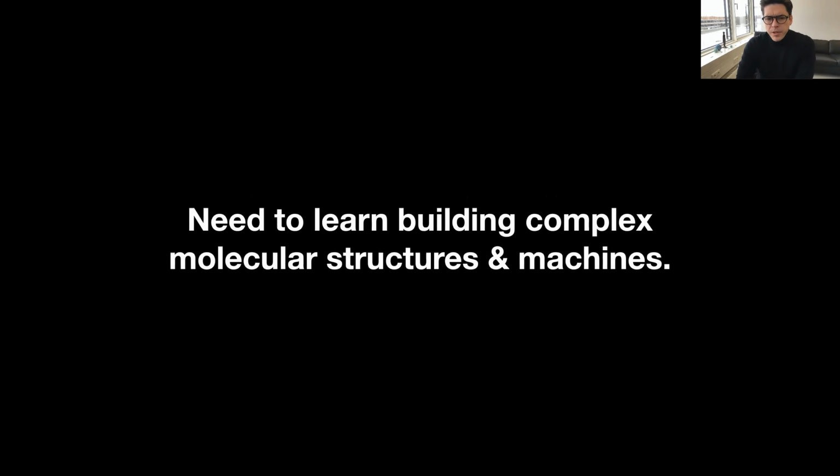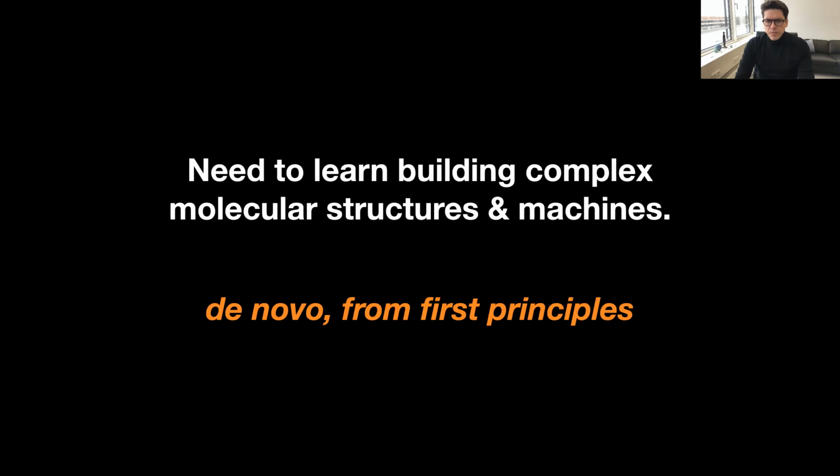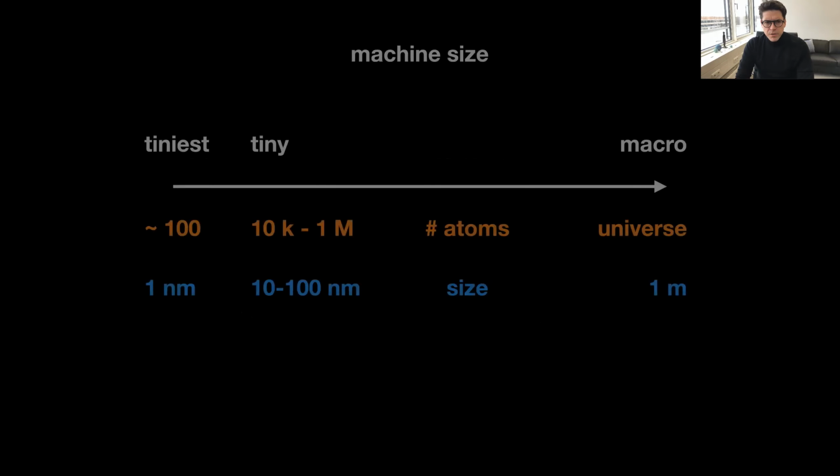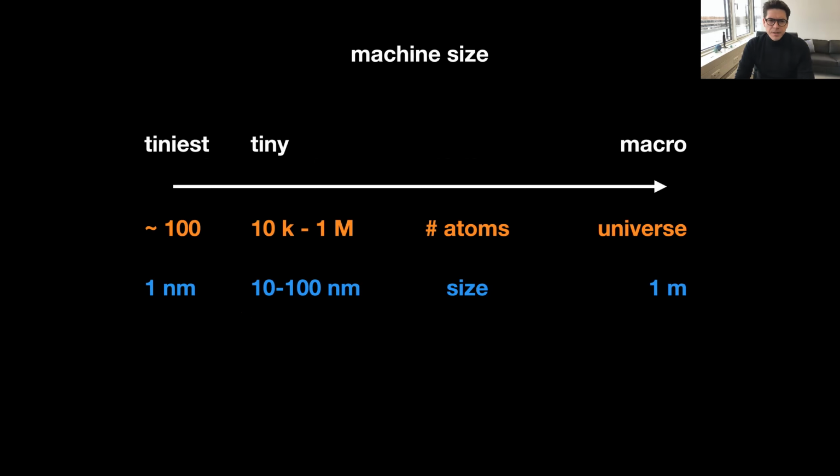So if you wanted to get there, we need to learn how to build complex molecular structures and machines. There's no way around this. And we need to be able to do this de novo from first principles. I want to comment a little bit on the challenges associated with this endeavor. So let's look at the length scales of various types of machines. Macro scale machines are on the meter length scale, and then the molecular machines we're going to be talking about, we're going to be interested in super tiny nanoscale.